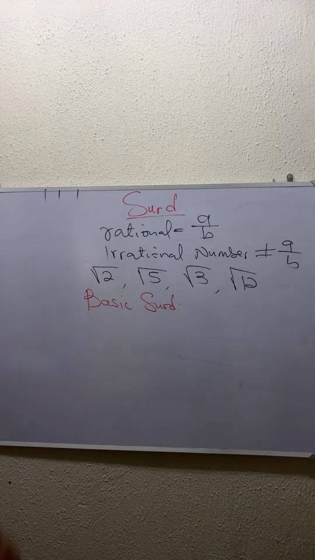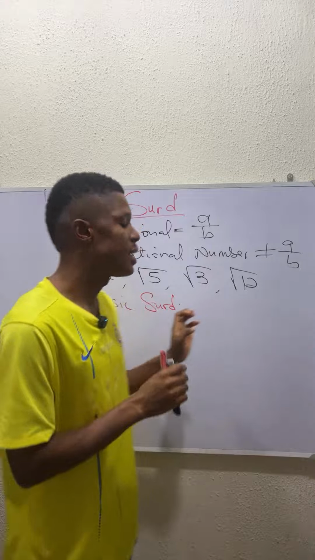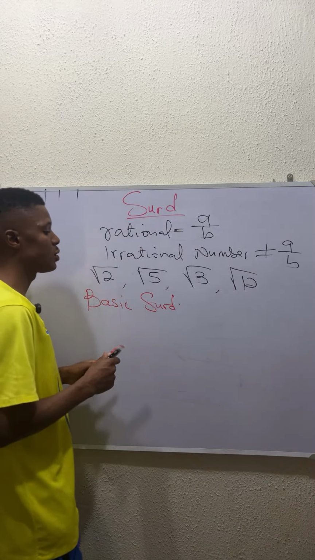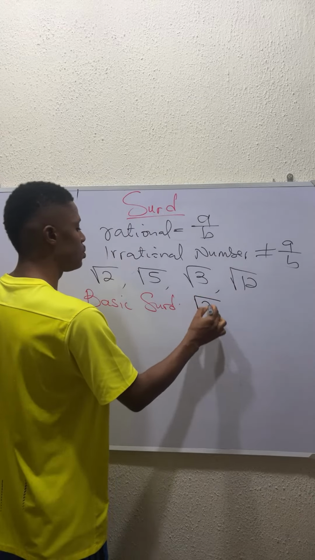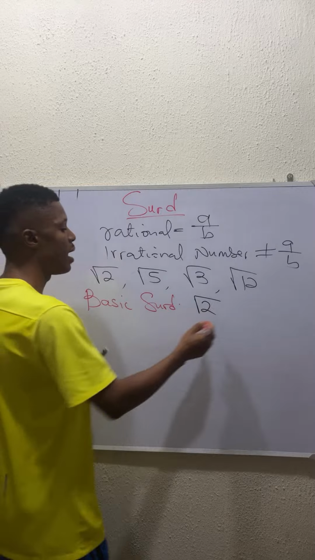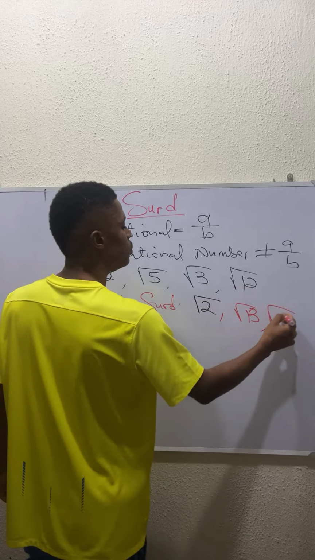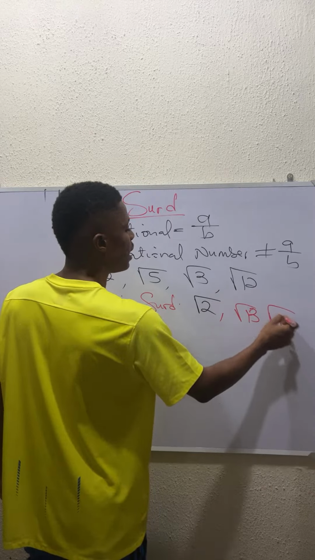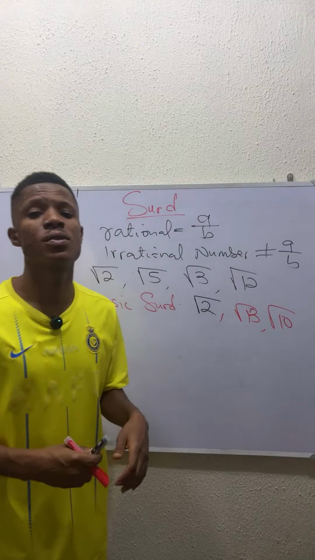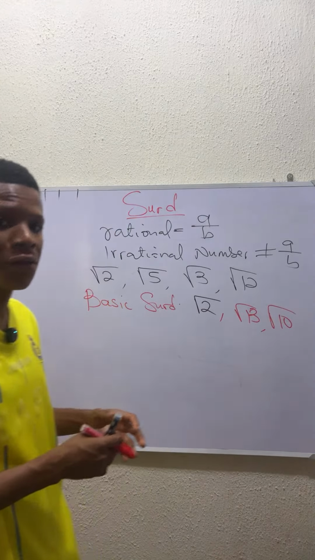We call them basic surds because these are surds that cannot be simplified further. Examples include root 2, which we cannot further simplify, root 3, root 13, and root 10. All these are basic surds because they cannot be simplified further.